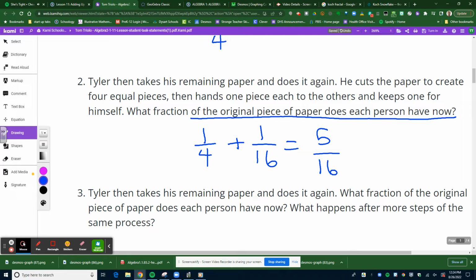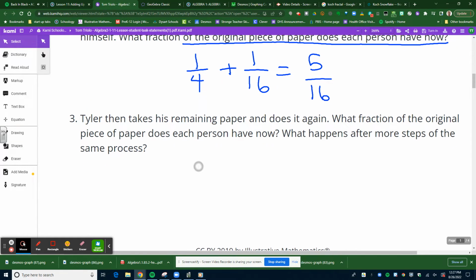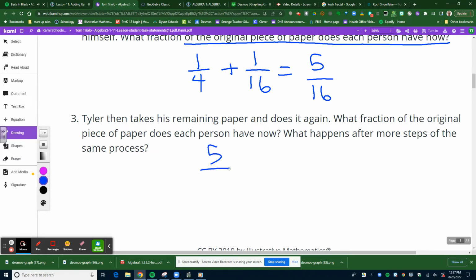He does it again. So he's got this tiny little piece, and he's going to cut it again in quarters and hand that out. One more time. Try it on your own. But cutting in quarters again. Okay? So we have 5/16 plus 1/64. How many 16s go into 64? 4. So take 5 times 4 is 20, plus 1 more is 21.